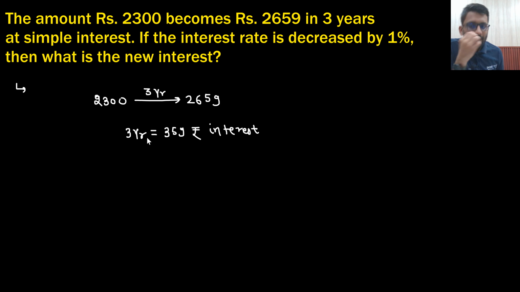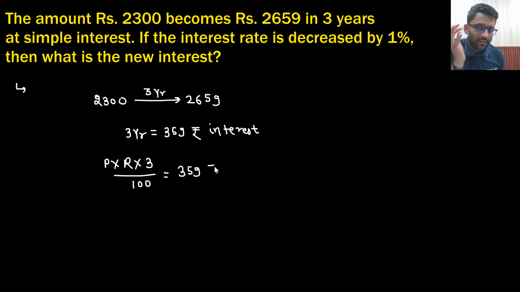Let's just say this is 10% of some amount. I don't know how much percent it is. So in 3 years you are paying me 359 rupees. So how much would you have paid me in 3 years? Your principal amount P into the rate R into 3 divided by 100. So this much you would have paid me in 3 years, right?